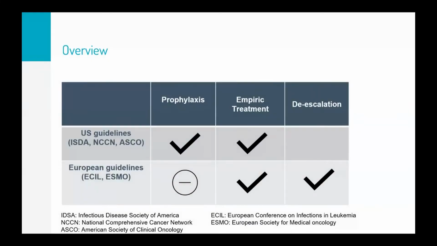So here's an overview of how I'm going to break it down for neutropenic fever by prophylaxis, empiric treatment, and de-escalation, and by the different guideline recommendations. The relevant US guidelines are ASCO or IDSA and NCCN. The relevant European guidelines are ECIL and ESMO. So overall, as you can see here, there is discordance in the national guidelines on recommendations for prophylaxis and de-escalation.